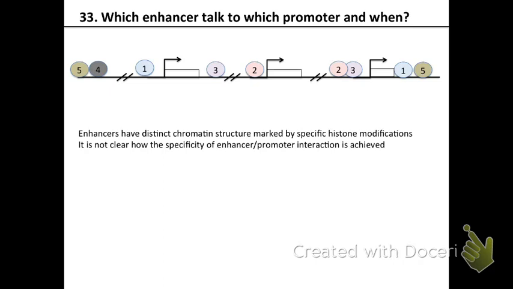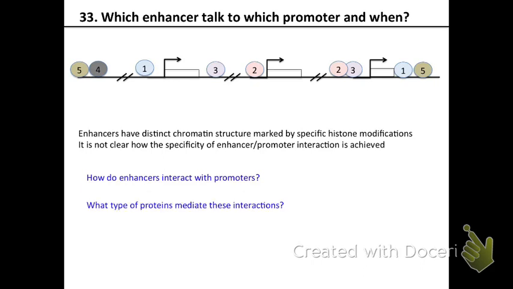So right now, one of the challenges in the field is how do you know the specificity of an enhancer-promoter interaction is achieved? So how do enhancers interact with promoters? Through looping, through the mediator complex, right? Because enhancers interact with promoters physically by looping, and that is mediated by the mediator, right?